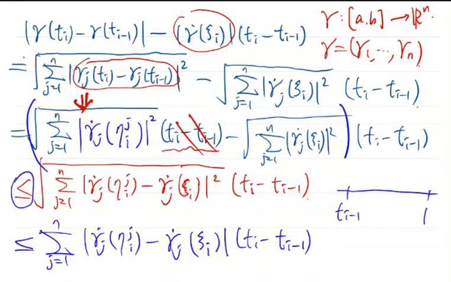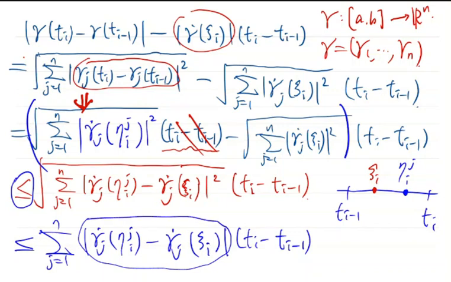Ti minus 1, Ti and Xi, and the eta i are points in the subinterval [Ti minus 1, Ti]. So their difference will not be greater than the oscillation of the function in the interval, denoted by omega.